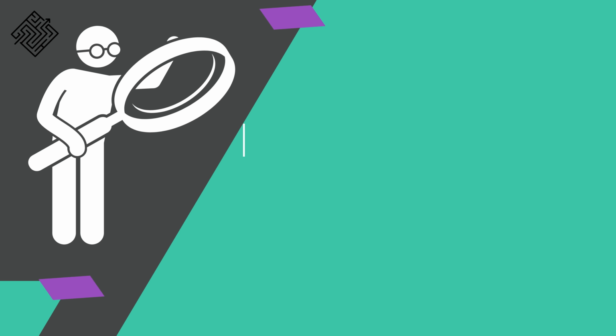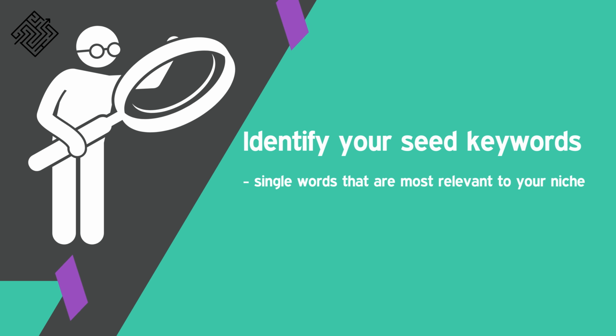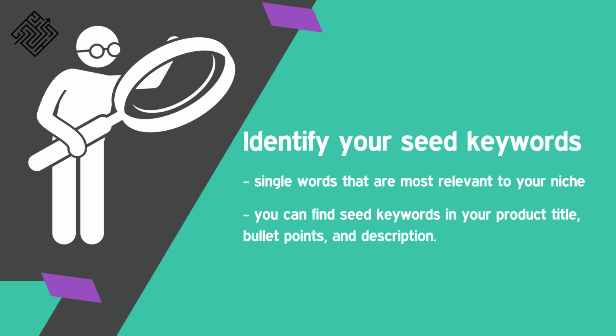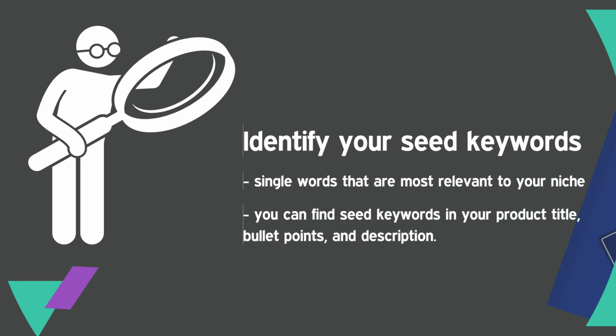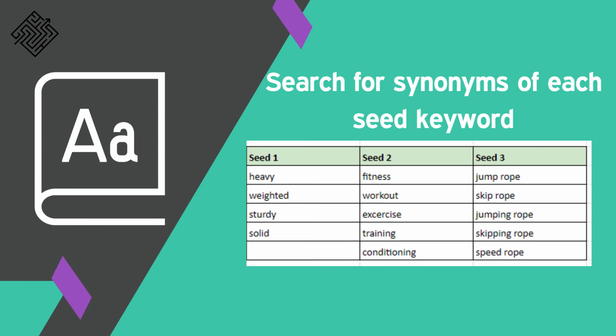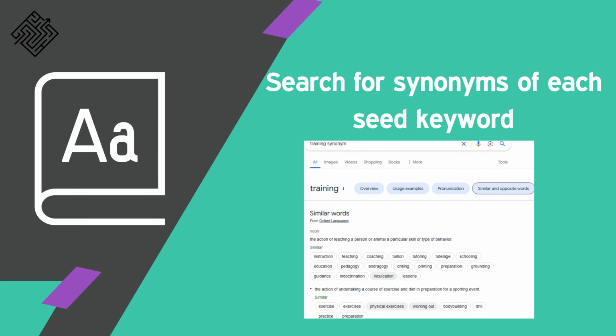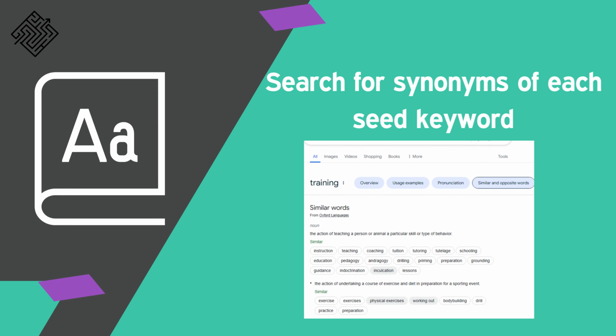Step 1, identify your seed keywords. These are single word keywords that are typically the most important and relevant words. They can be taken from previous research, extracted from your product's title, description, and bullet points. List down all your seed keywords. Step 2, search for synonyms of each seed keyword and list them in the next cell. Feel free to use an online thesaurus. Ensure that the synonyms are relevant to your product.